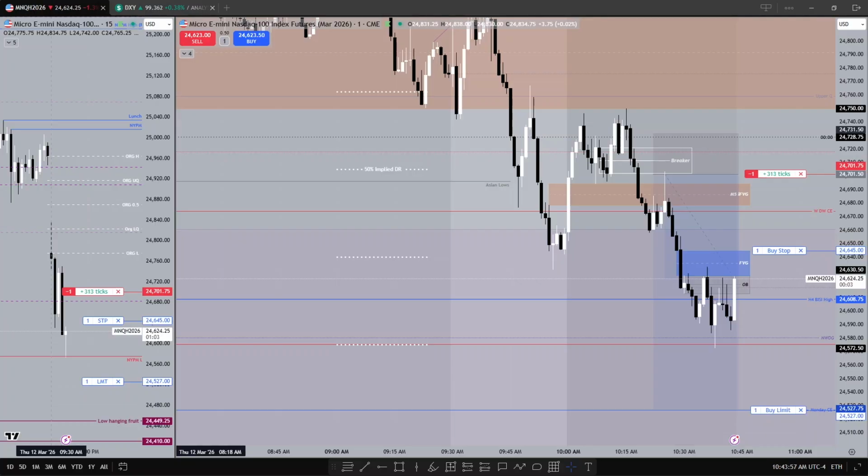Especially if the current 15-minute candle closes bearish, or rather closes bullish, pardon me. In that case, I'll be really trying to get out of this position early. That's a buy stop, protecting my position if that level gets traded to.